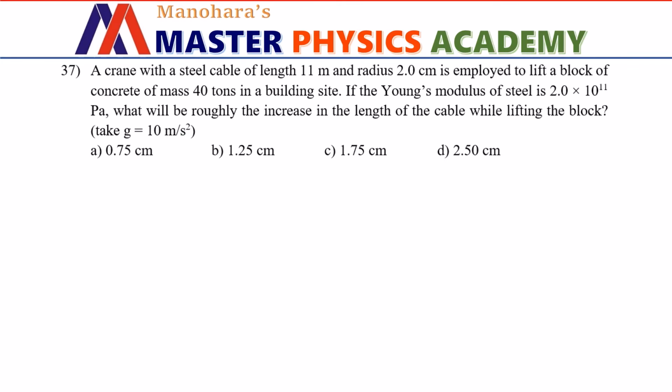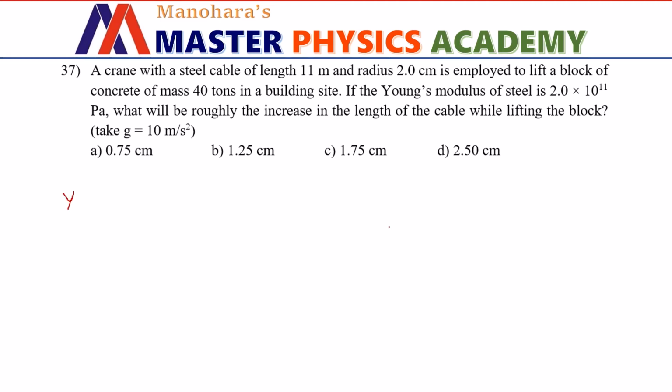A crane with a steel cable of length 11 meter and radius 2 centimeter is employed to lift a block of concrete of mass 40 tons in a building site. If the Young's modulus of steel is 2 into 10 to the power 11 Pascal, what will be roughly the increase in length of the cable while lifting the block? Take g equals 10 meter per second squared.